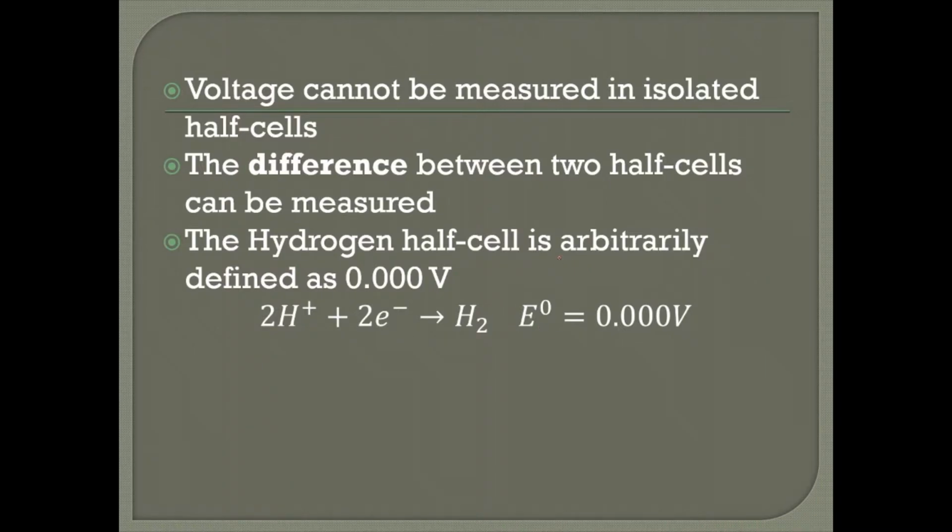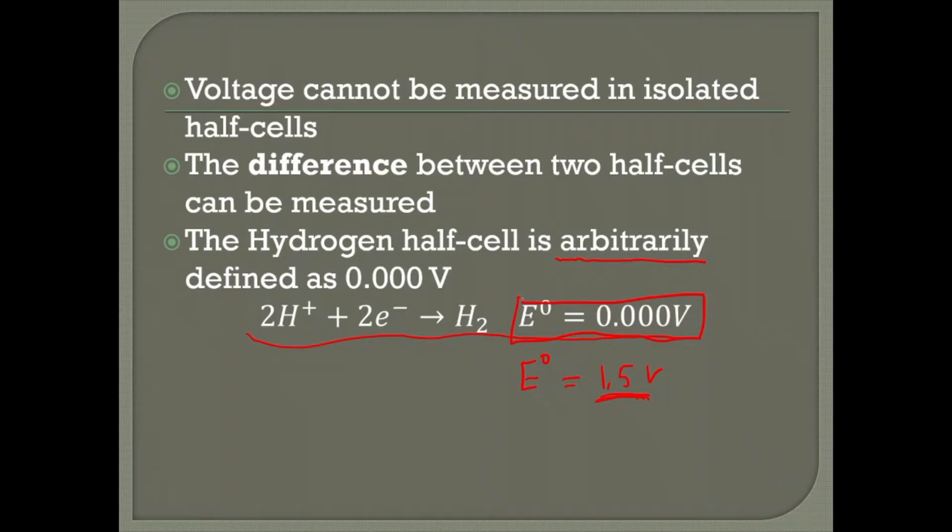This isn't an arbitrary choice. We arbitrarily define this particular reaction as having a voltage of 0, and then we measure everything based on that. So if we have a reaction with a voltage of 1.5 volts, that voltage is in relation to this one here.